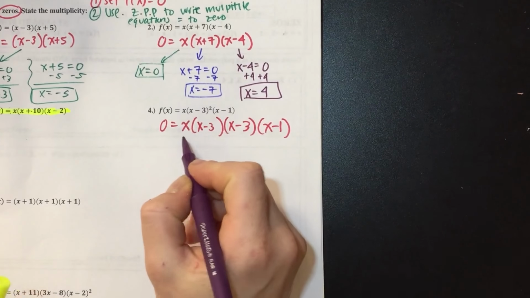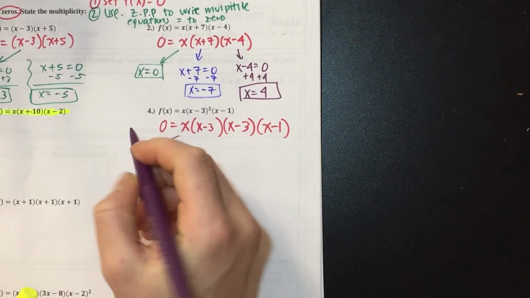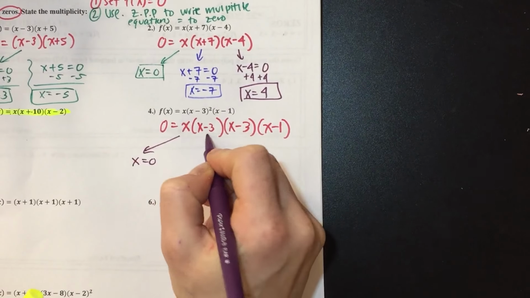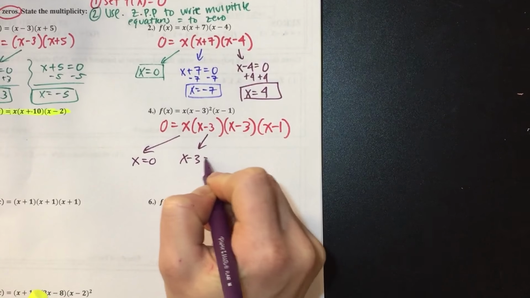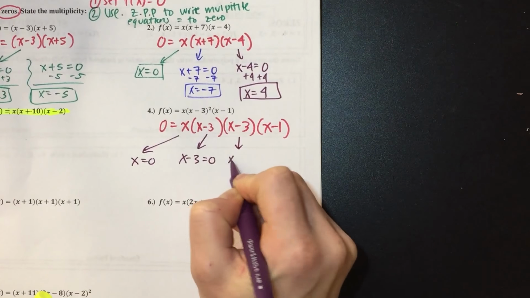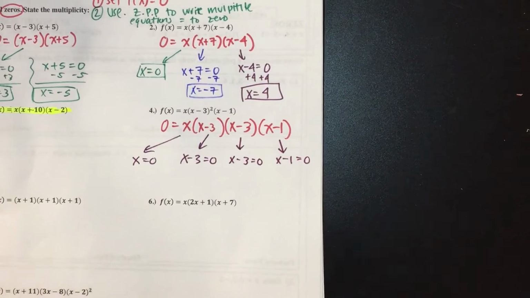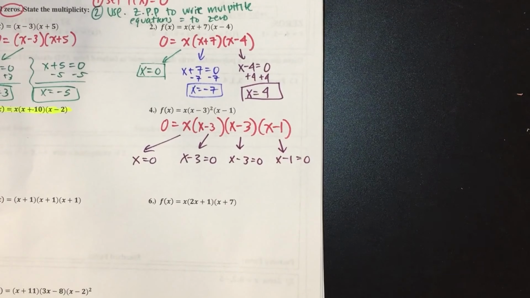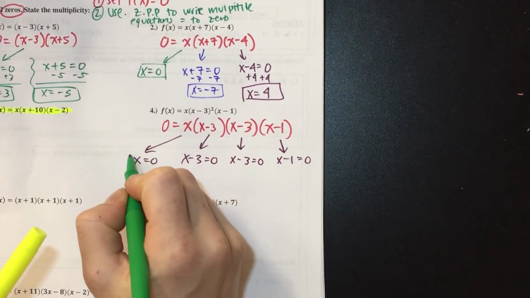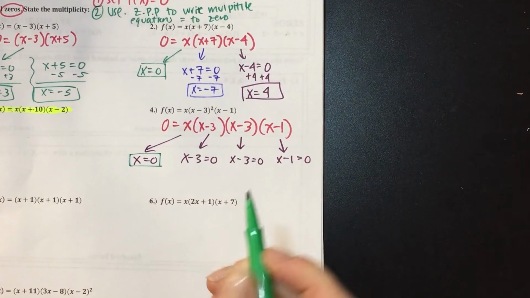So now I have 4 equations. 1, x is equal to 0. 2, x minus 3 equals 0. 3, x minus 3 equals 0. 4, x minus 1 equals 0. One for each factor. Okay, x equals 0 is already solved, so that's one of my solutions.